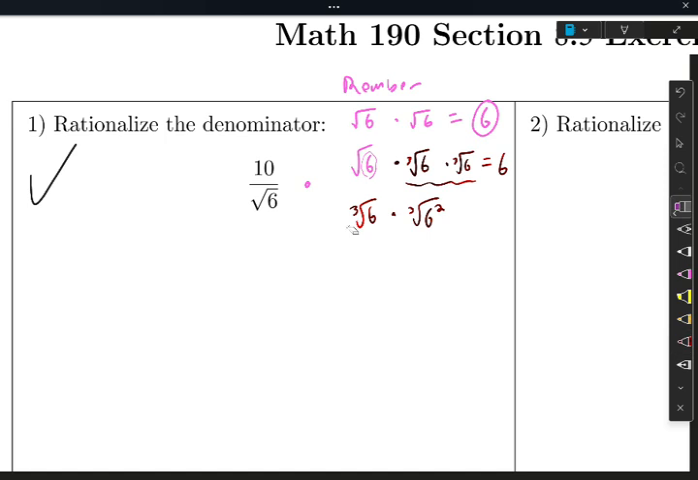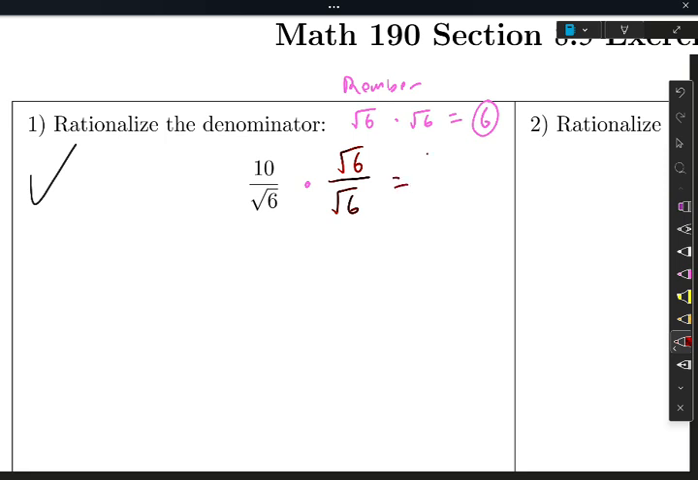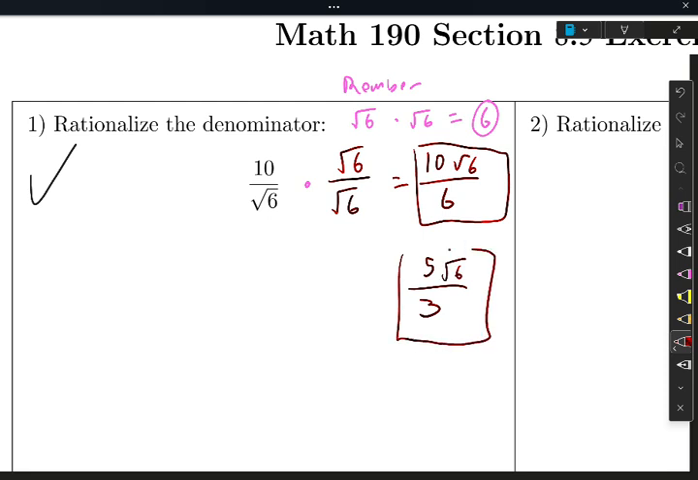Anyway, let's keep it simple though. In this case, we're only talking about a square root. So I'm just going to multiply this by the square root of 6. Now I can't just multiply the denominator. I have to multiply by a fraction that's equivalent to 1. Root 6 over root 6 is 1. So that gives you 10 root 6 over root 6 times root 6, which we just said is 6. Then we simplify: we have 10 over 6, that simplifies to 5 over 3. So 5 root 6 over 3 is my answer.